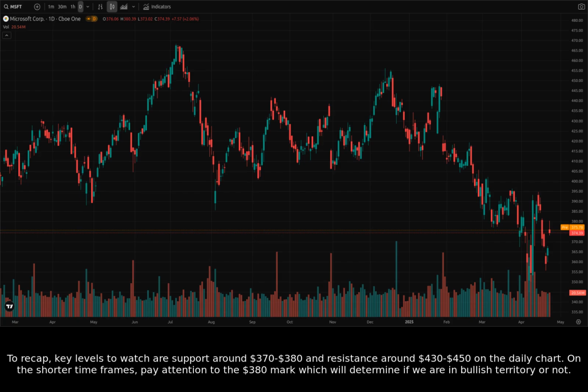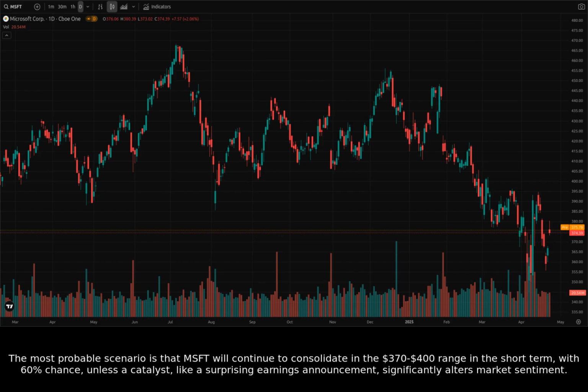To recap, key levels to watch are support around $370 to $380 and resistance around $430 to $450 on the daily chart. On the shorter time frames, pay attention to the $380 mark, which will determine if we are in bullish territory or not. The most probable scenario is that Microsoft will continue to consolidate in the $370 to $400 range in the short term, with a 60% chance, unless a catalyst, like a surprising earnings announcement, significantly alters market sentiment.